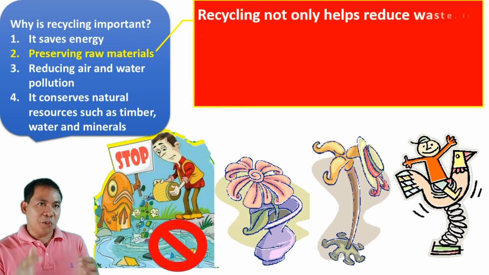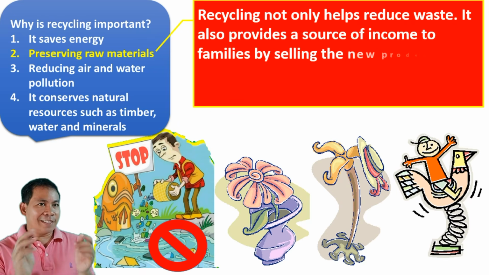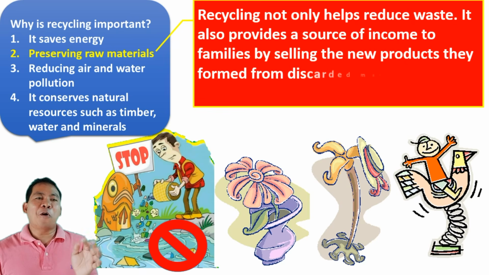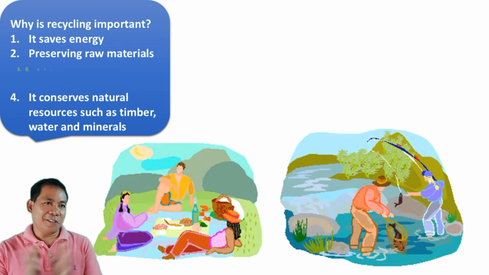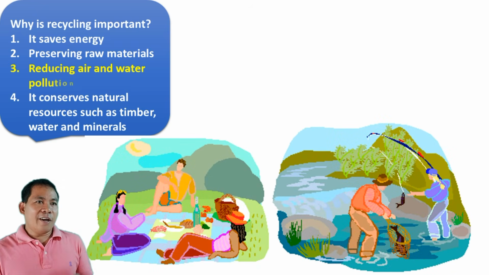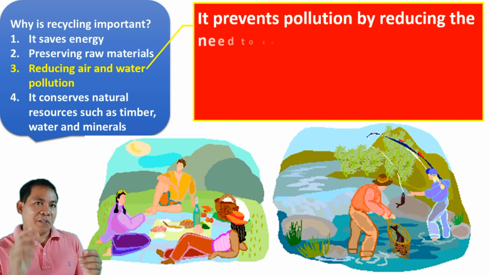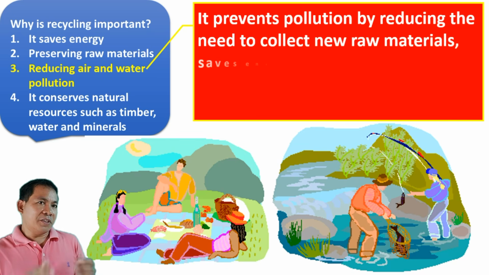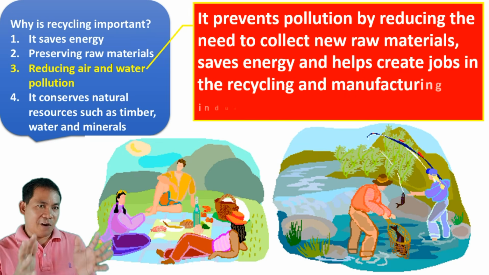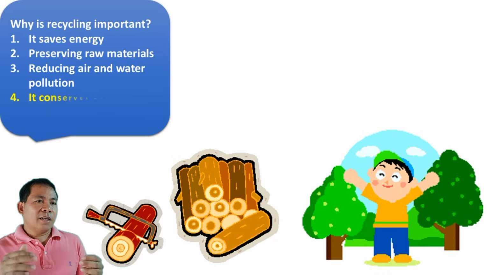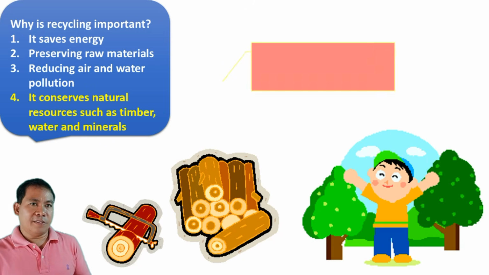Recycling not only helps reduce waste, it also provides a source of income to families by selling the new products they form from discarded materials. Thus, no natural habitats get destroyed. Number 3, reducing air and water pollution. It prevents pollution by reducing the need to collect new raw materials, saves energy, and helps create jobs in the recycling and manufacturing industries. Number 4, it conserves natural resources such as timber, water, and minerals.